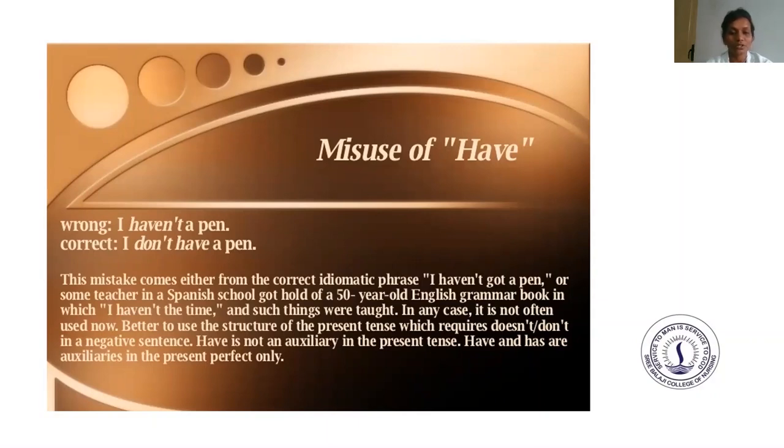It is better to use the structure for the present tense, which requires "doesn't" or "don't" in a negative sentence. "Have" is not an auxiliary in the present tense. "Have" and "has" are auxiliaries in the present perfect only. So "I haven't a pen" is wrong. "I do not have a pen" is correct.